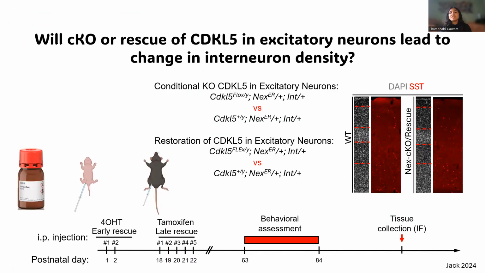So we know CDKL5 plays a role in programmed cell death and migration, but when? Can it be rescued? Will conditional knockout or rescue of CDKL5 in excitatory neurons lead to changes in interneuron density? We utilized the two mice models, Flox and Flex, to conditionally knock out or restore CDKL5 in mice in early and later stages using injections. We then collected tissue for wild type, Flox and Flex mice to count the interneuron density.